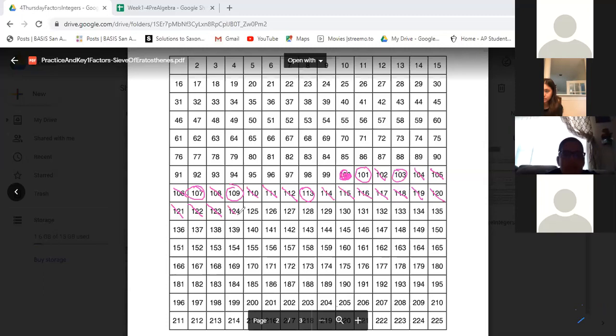Cross 124 out. Cross 125 out. Cross 126 out. Circle 127. Yep. Cross out 128. Circle 129. You sure? What's 3 plus 9? 3 plus 9. 18.